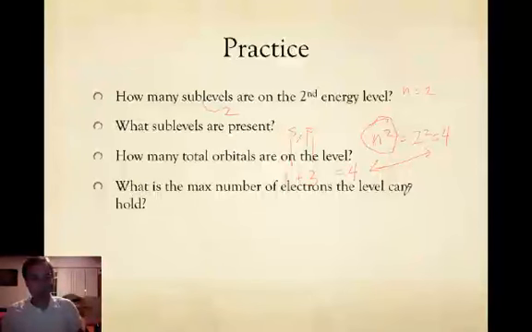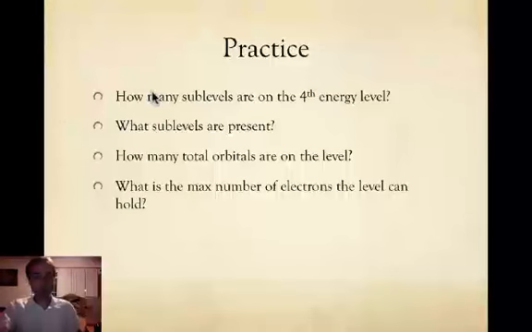Okay, what's the maximum number of electrons the level can hold? Remember, each orbital contains 2 electrons, or can hold up to 2. So if we have 4 orbitals, it's 4 times 2, which gives us a total of 8 electrons possible in the second energy level. Second practice problem says how many sublevels are on the fourth energy level.